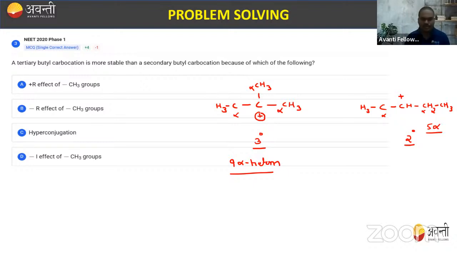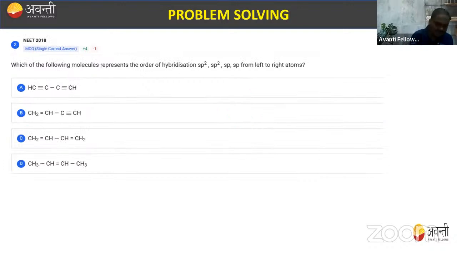And the more the number of alpha hydrogen atoms, the more will be the hyperconjugation effect. Hence, the more will be the stability of the carbocation. Right? If someone asks why the tertiary carbocation is more stable, the correct reason behind this is hyperconjugation, because the more the alpha hydrogen atoms, the more the hyperconjugation effect and the more the stability. So hyperconjugation plays an exclusive role here in determining the stability of the carbocation. समझ आया सबको? चलो.